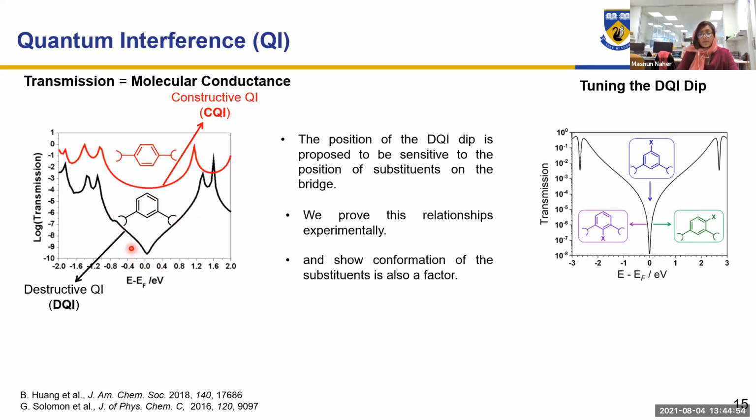Yes, we can tune this dQI dip by changing the position of the substituent. If the substituent is at the 4 position, this dip shifts to the right. If the substituent is at the 2 position, this dip shifts to the left. And if the substituent is at the 5 position, the dip remains at the same position as the parent compound. This theory was proposed by Gemma Solomon. In our work, we proved the relationship experimentally. And we also found that the conformation of this substituent also plays an important role in molecular conductance.